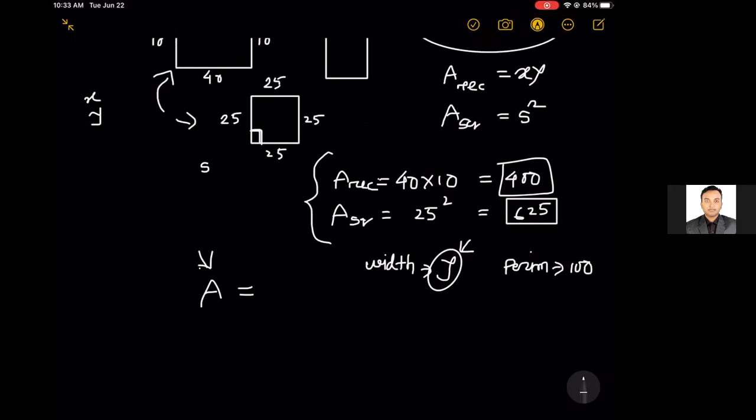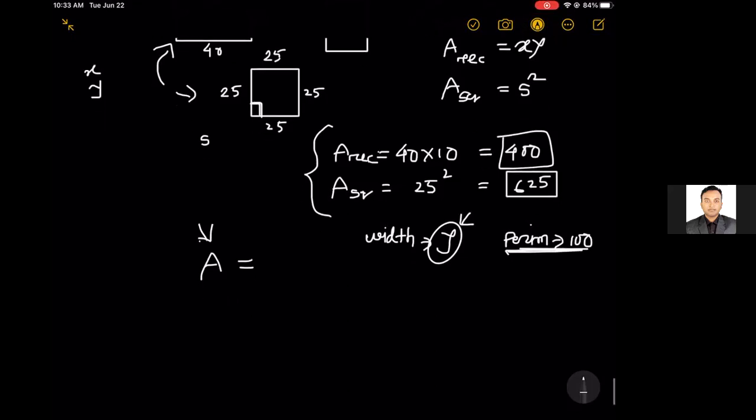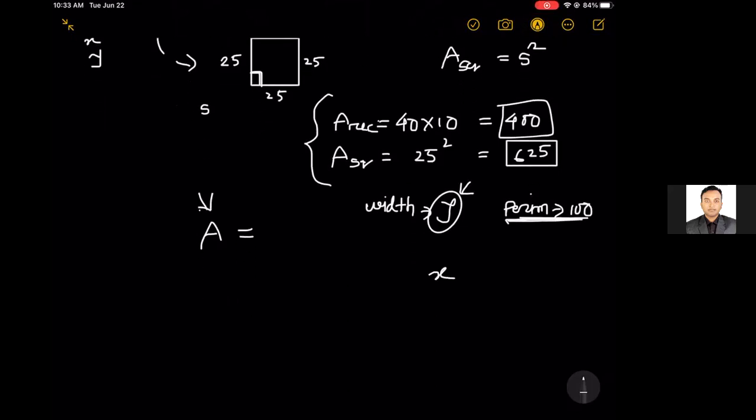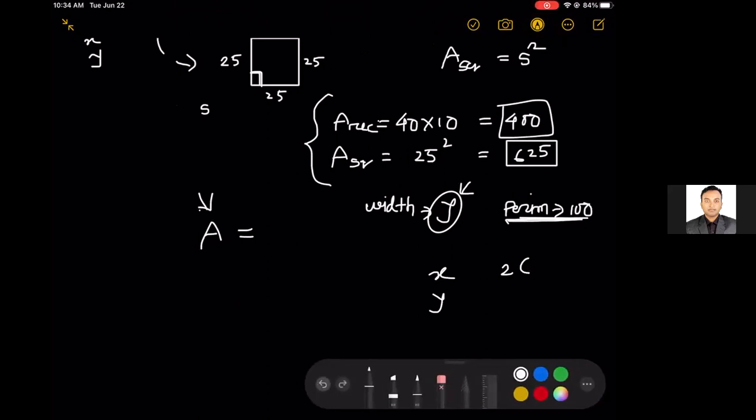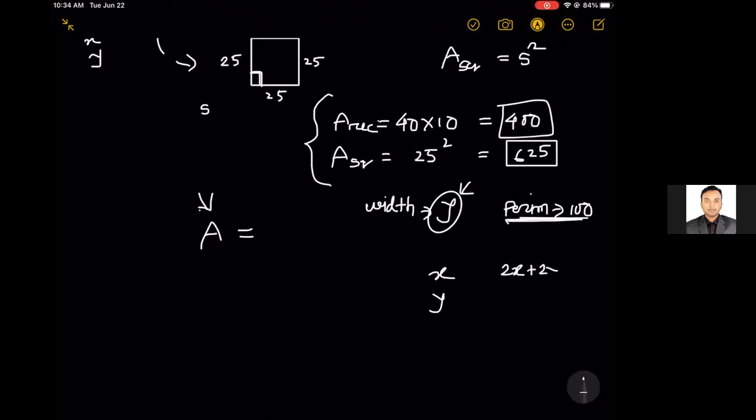We're just trying to write the formula. We know the formula though, it's x times y, it's length times width. But the question says we need to write it in terms of the width. We can't have any other variables. And for that, we have this clue, which is the perimeter. Let me show you how. We know if the length is x and the width is y, the perimeter is, let me write it this way, 2x plus 2y, right? Do you agree? It's the perimeter, and it's 100.